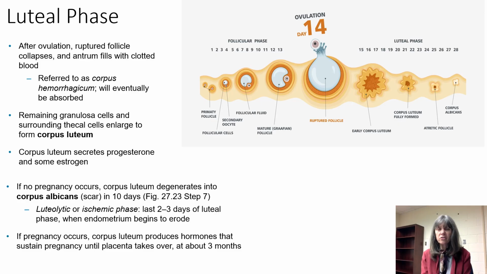So the luteal phase, luteal means pertaining to the luteum. Again, the luteolytic or ischemic phase, the last 2 days of the luteal phase, is where the endometrium, which is the inner lining of the uterus, begins to erode. Now, if pregnancy were to occur, that corpus luteum would continue to produce hormones that would sustain the pregnancy until the placenta takes over, and that takes about 3 months to occur. So the corpus luteum does have a very big job if that ovum is fertilized.